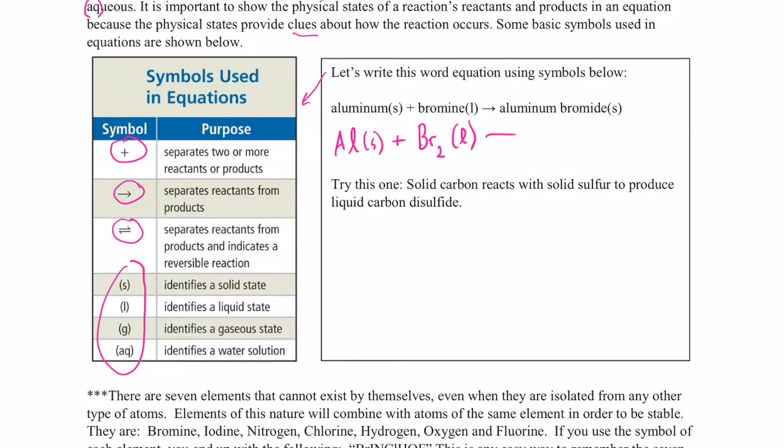And we end up reacting to form, or yielding, aluminum bromide with an S at the end, so that means it's a solid. Now what is the formula for aluminum bromide? Well, hey, we've learned how to write formulas. We have aluminum atoms, or ions, and bromine ions. Let's look up their charges. We have a metal and a nonmetal, so this is an ionic compound.